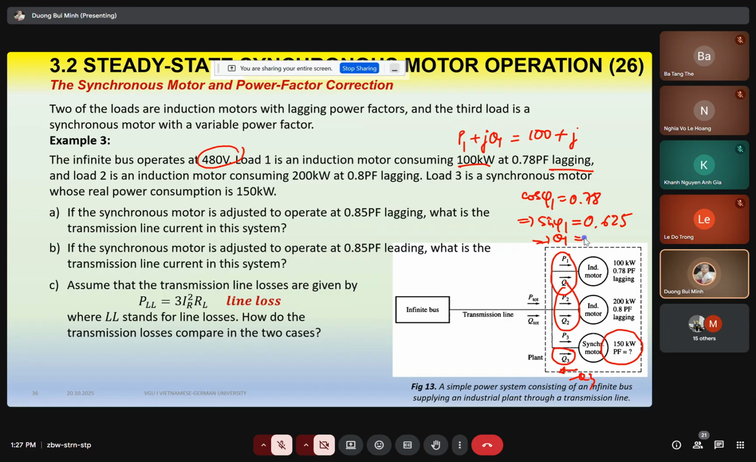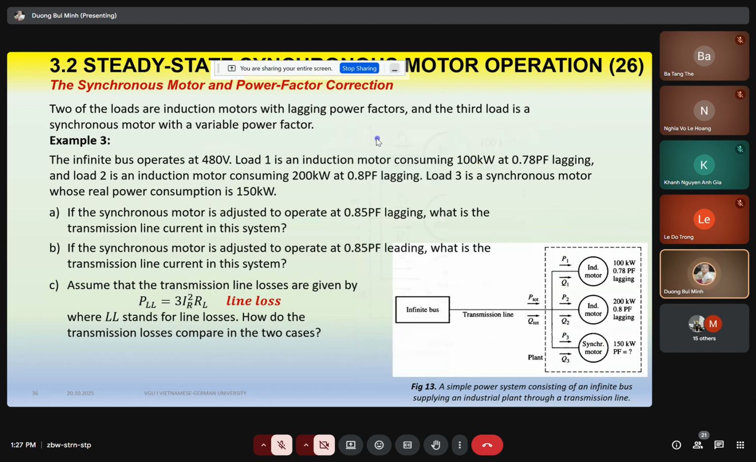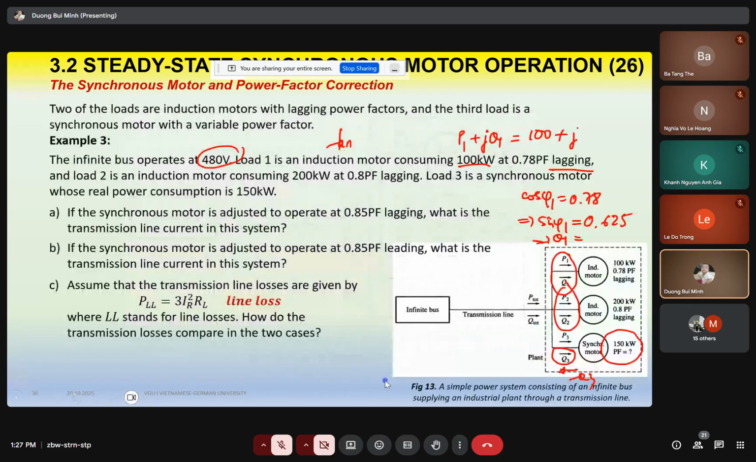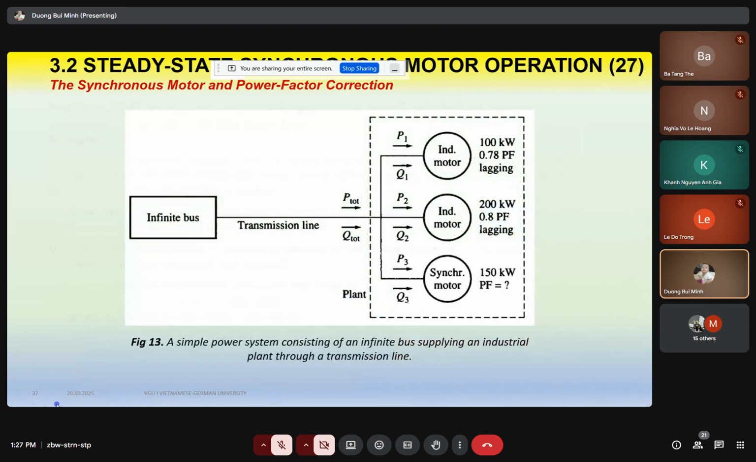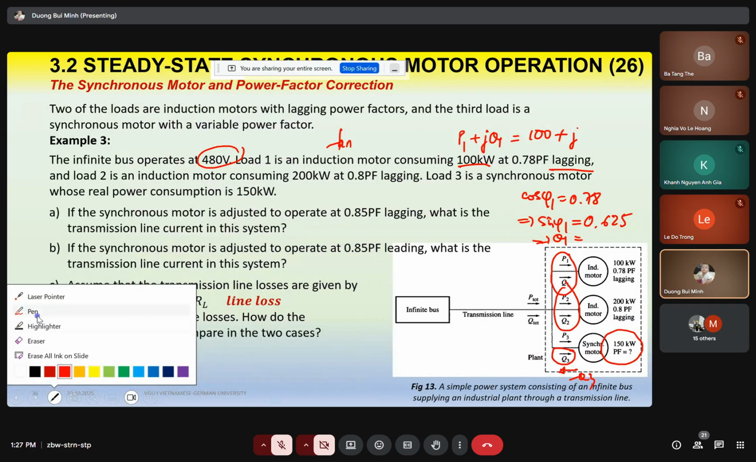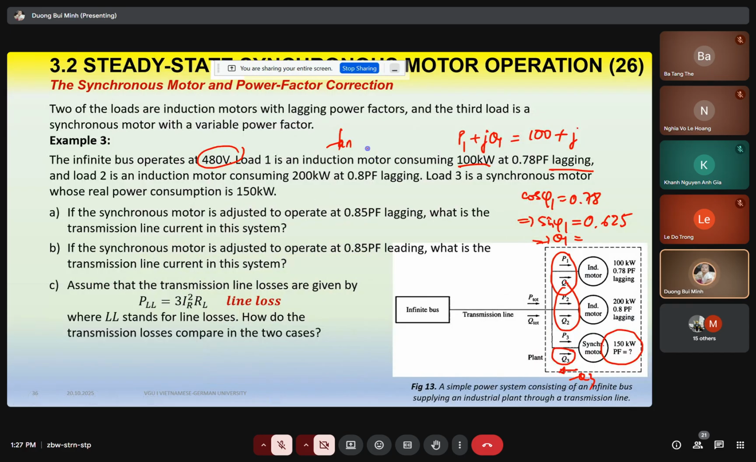Or you can calculate with tan, because tan phi 1 is Q over P. With tan phi 1 equal to 0.8 times 100, you get nearly 80. This is S1, so the unit is kVA.